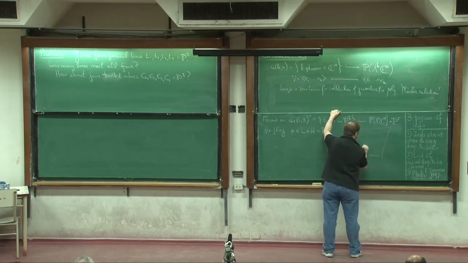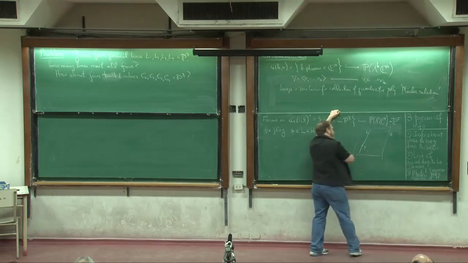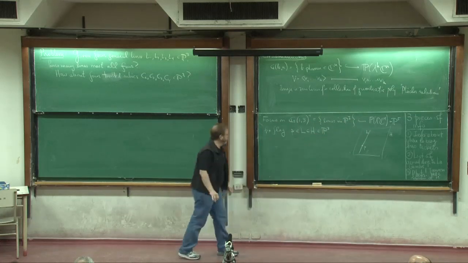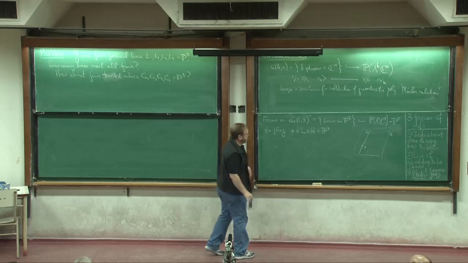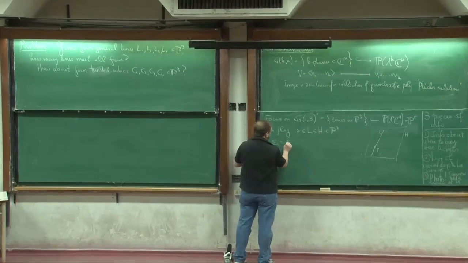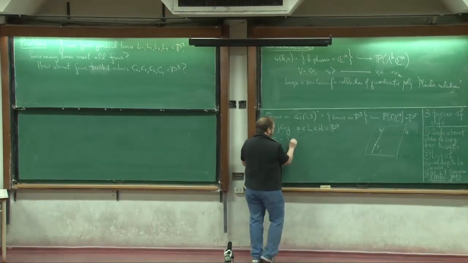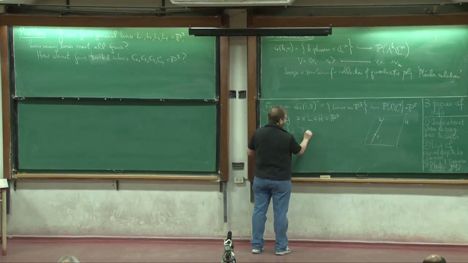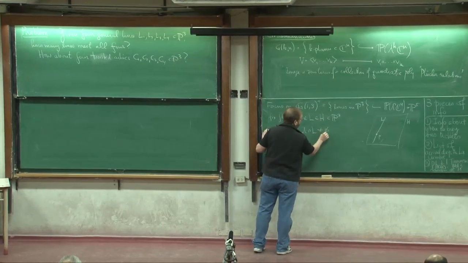I have a point, P, I have a line, L, and that sits inside a plane H, and all of this is sitting inside P3. Now I want to introduce the following cycles. The biggest cycle in some sense is what I'm going to call sigma 1, which is the set of lines, lambda, that intersect L, that meet L.